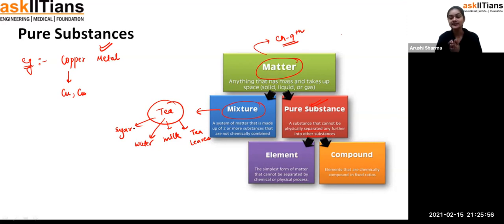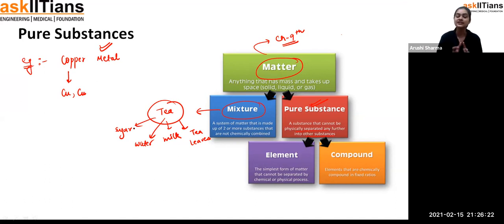But in pure substances, student, you can observe that it will contain only one type of component. So pure substances are those substances which contain only one particular type of component, so if you separate them out, you will not get any other component from it. But if you do the same thing with a mixture, you will be able to separate out many components, because it has a mixture of two or more substances.